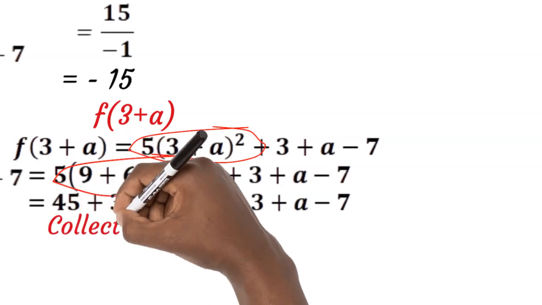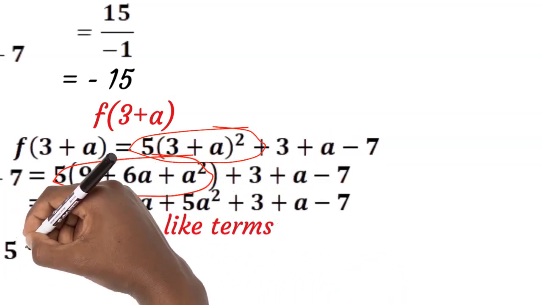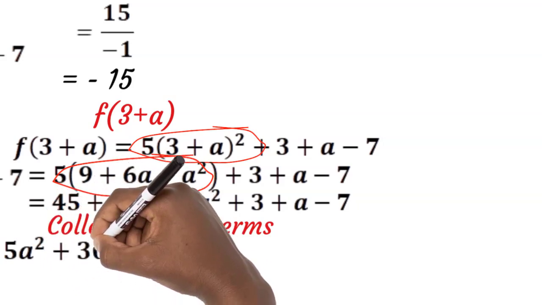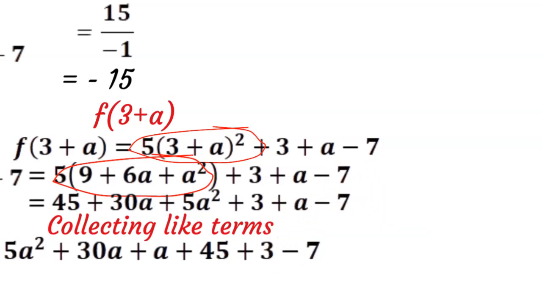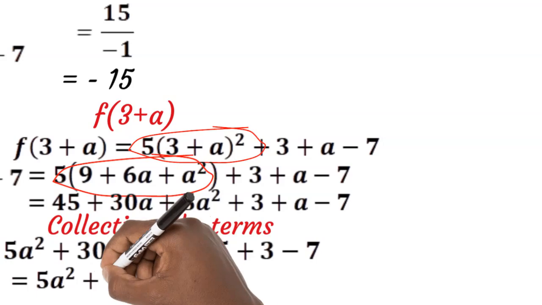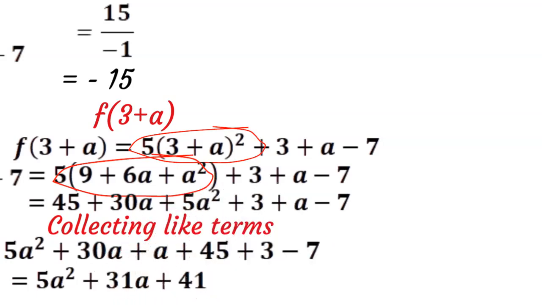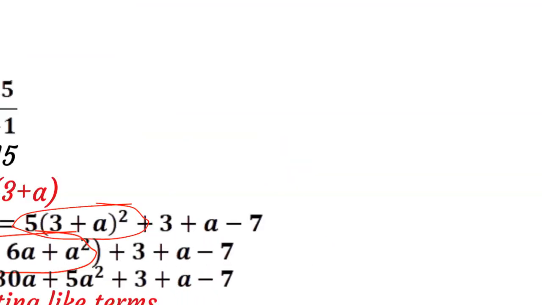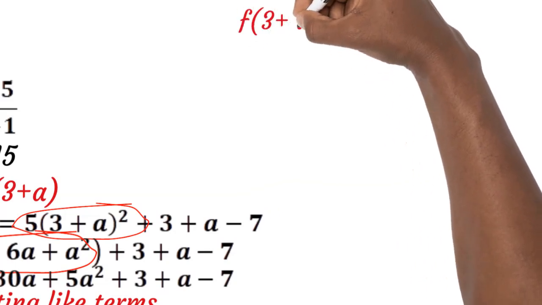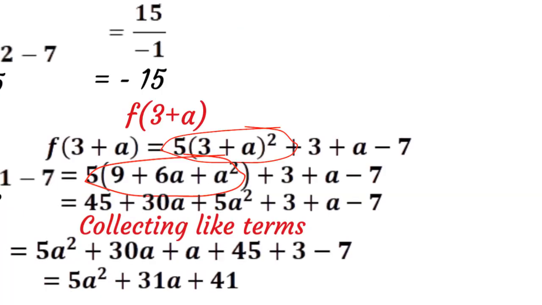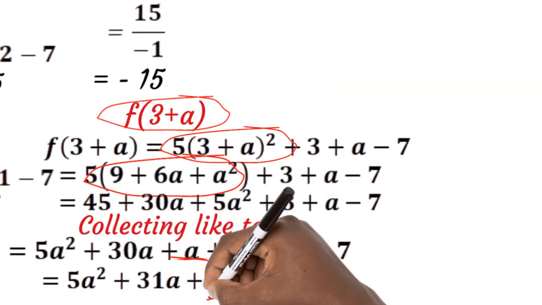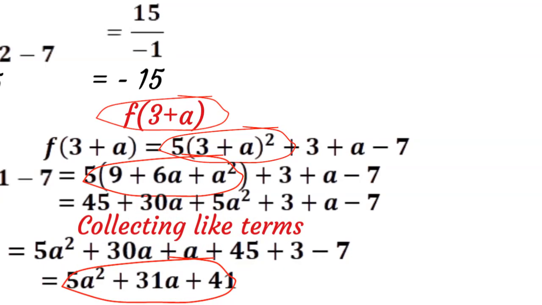Now collecting like terms, we have 5a squared plus 30a plus a plus 45 plus 3 minus 7. So that will give us 5a squared plus 31a plus 41. Now let's find our f of 3 plus a minus f of 3. We have already established that f of 3 plus a is 5a squared plus 31a plus 41.